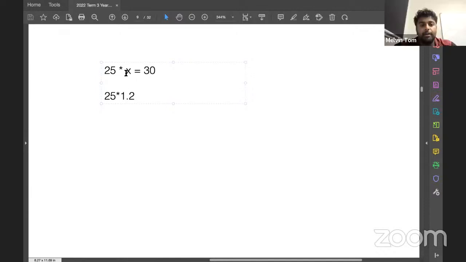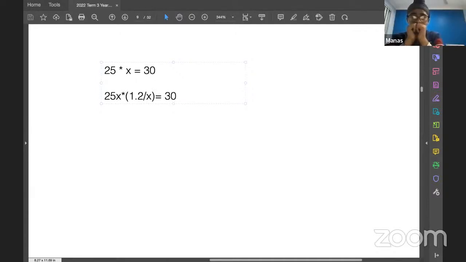And how do you get rid of x? You divide by x. So you just do 25x, and you multiply it by 1.2 divided by x. And that turns into 30. So the answer is 1.2 over x. Do you get it? That's it. Easy peasy. So 1.2 over x is the answer? That's it.